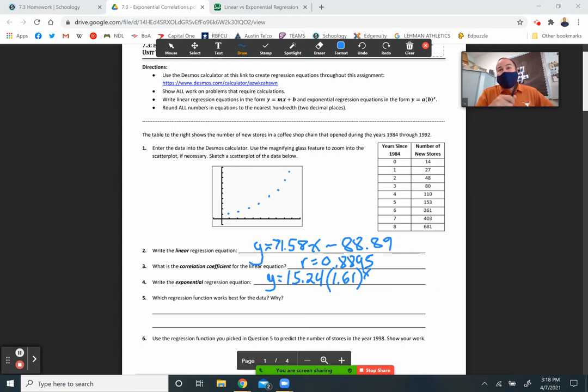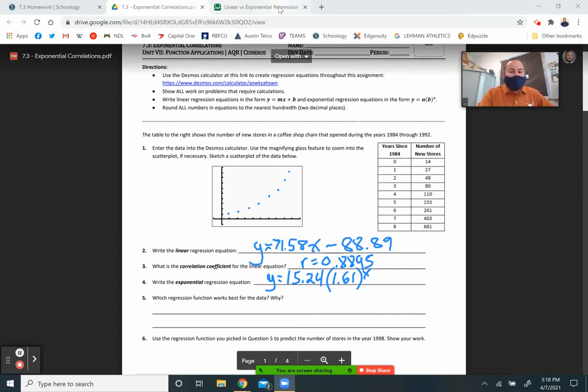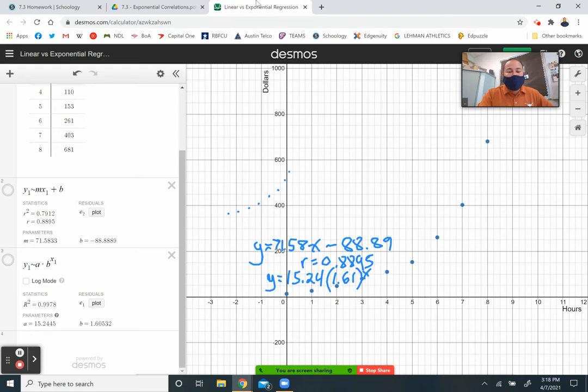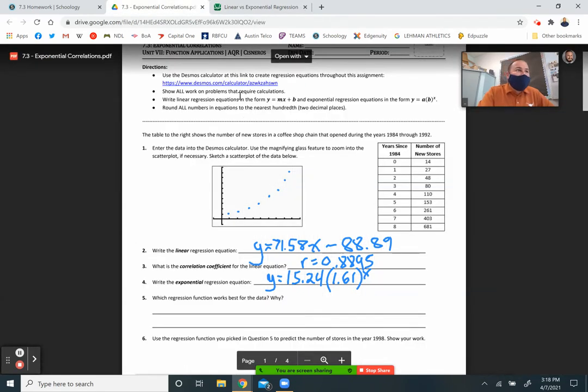So this is where we've got to use some judgment calls. Which one is the best function for this? Well, we can judge it a couple of different ways. One, what does it look like just from the scatter plot?